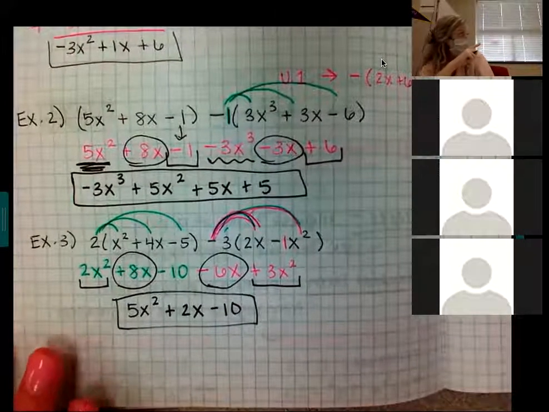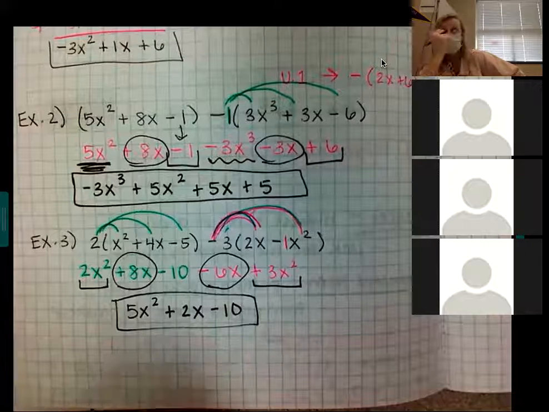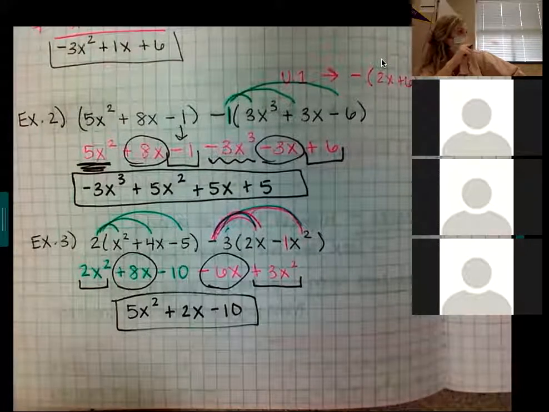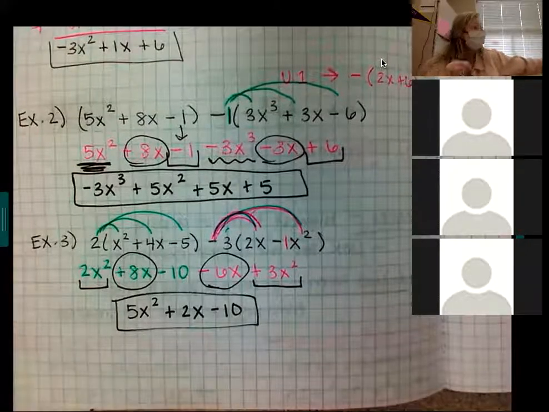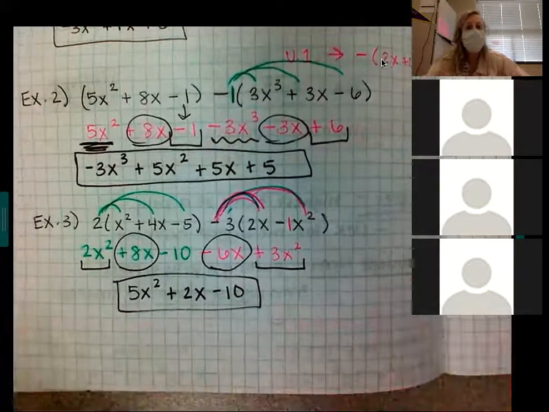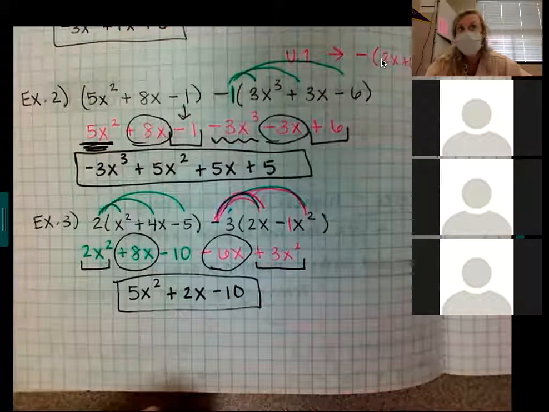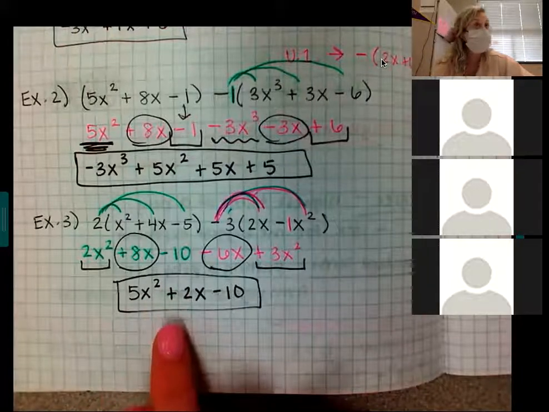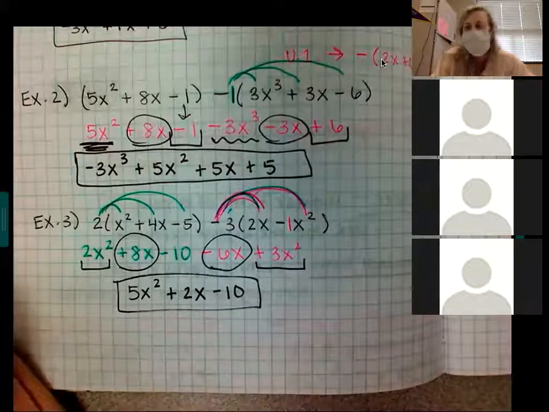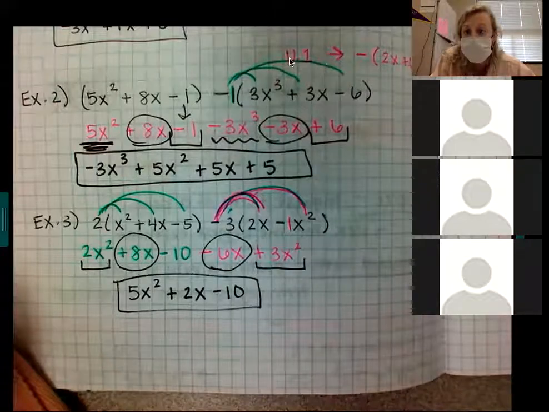Extra credit. What kind of polynomial is that? Trinomial. Can you tell me the degree? Biggest exponent. 2. Good job. Everybody agrees it's a trinomial degree 2, right? All right. Any questions before you go do your Delta Math?